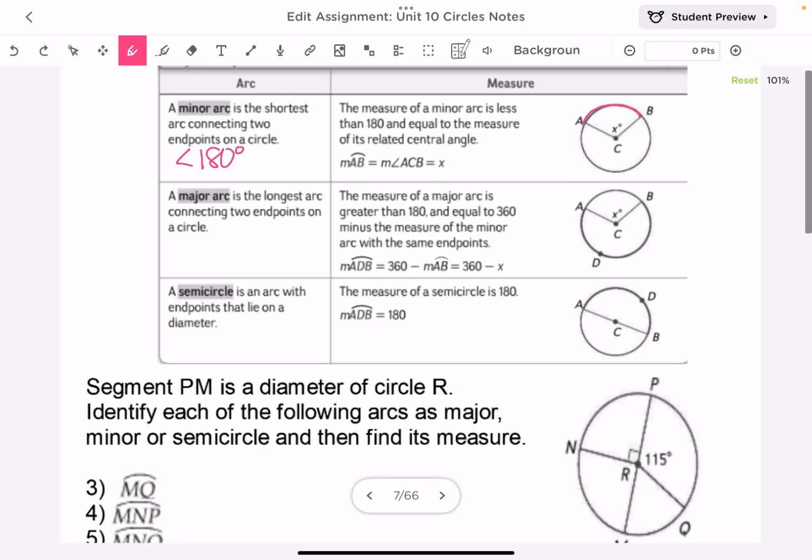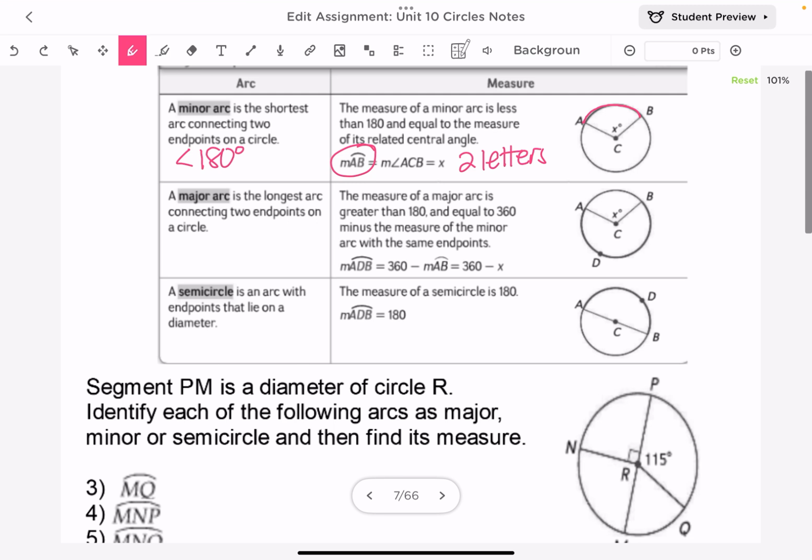So you can kind of visualize where a diameter would be. A diameter is going to cut it into 180 and 180 on each side. And so a minor arc is less than that. You're going to name a minor arc with 2 letters. Okay, so you can see this one is called arc AB, when you could call it BA as well.